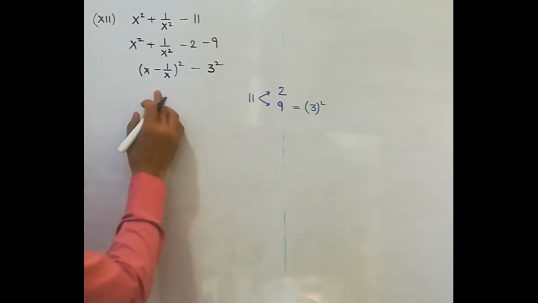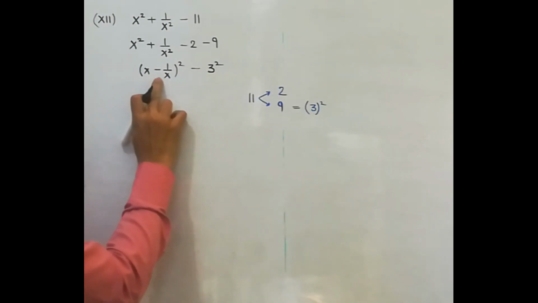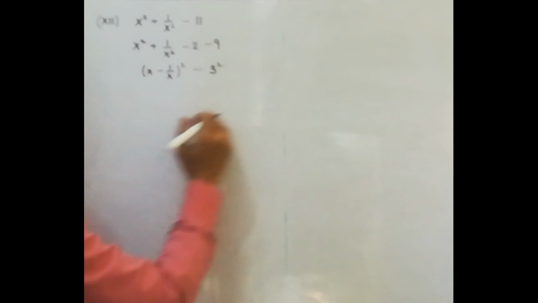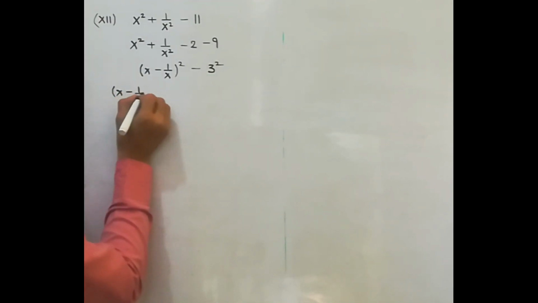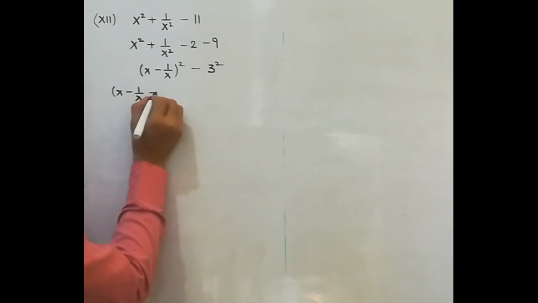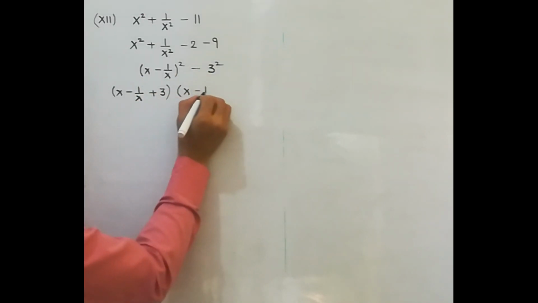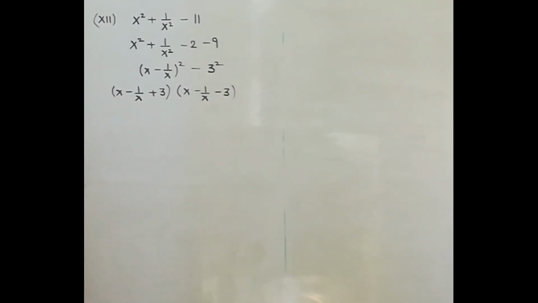so we are going to read it as a difference of two squares. This will be read as a, this will be read as b. So this will give you a plus b and a minus b. So this will be your answer. Hope this is clear to you.